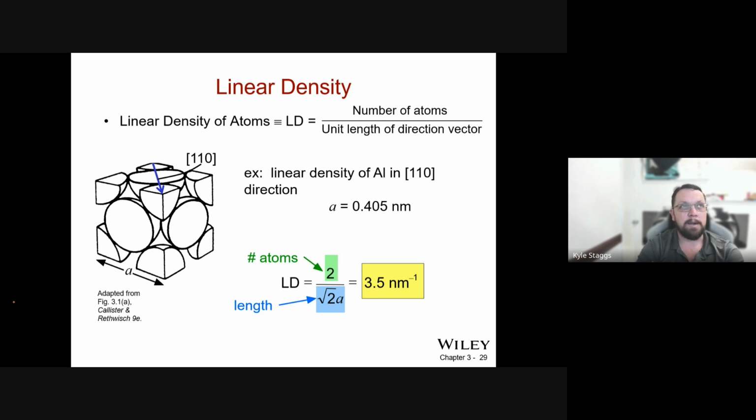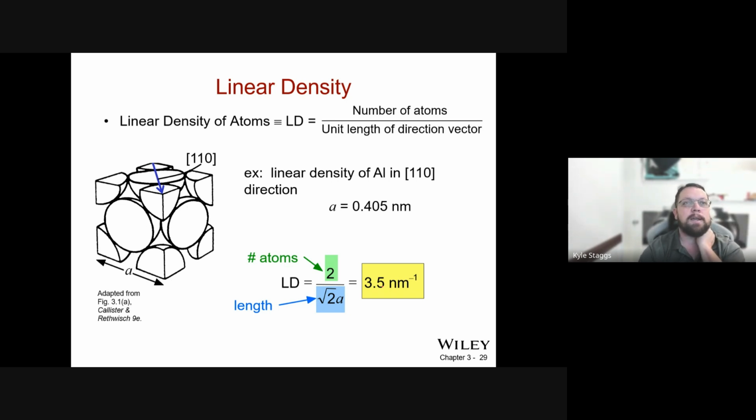So we have two atoms that cross. So it's the number of atoms across the direction divided by the length, root 2 a, coming from the trigonometric value of a. And what we get is about 3.5 inverse nanometers.